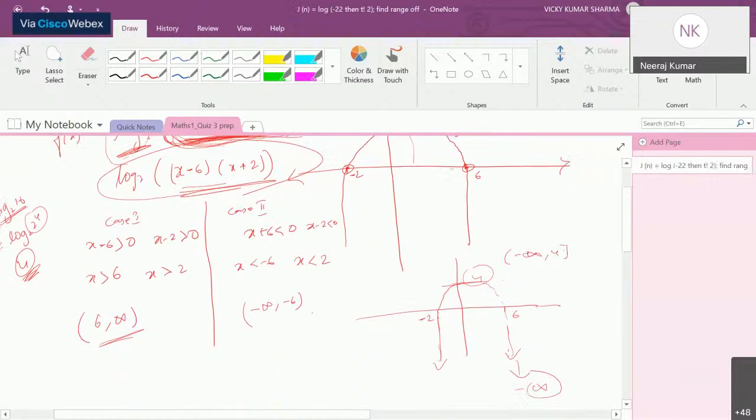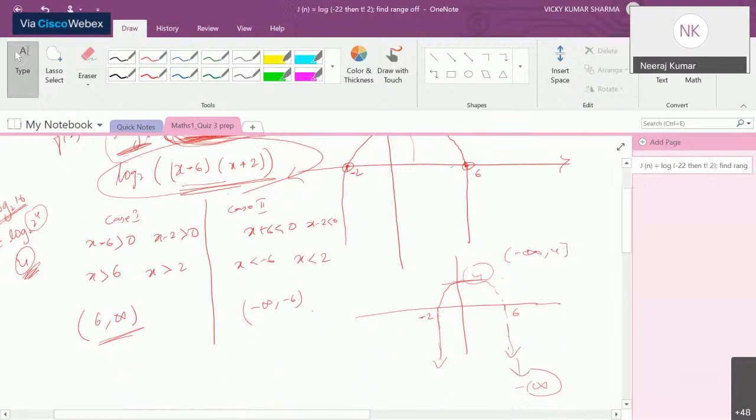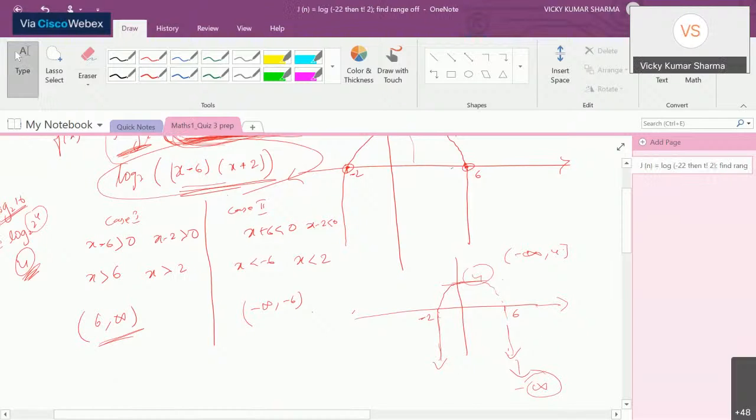You got it? Yeah, that I got. 4 will be the maximum value. Then what is the doubt? That you find minus infinity to 4. That will be the domain. No, that will be the range. Domain is something on the x-axis. Okay. Yeah, so this is fine then.